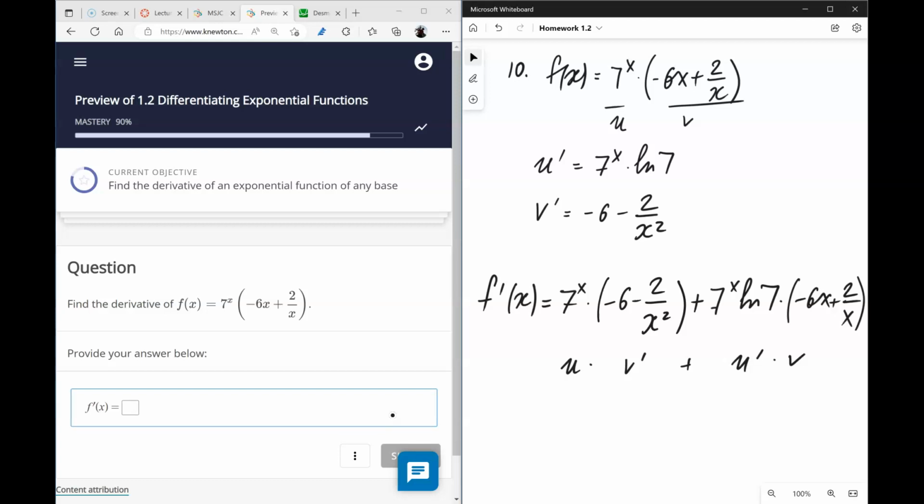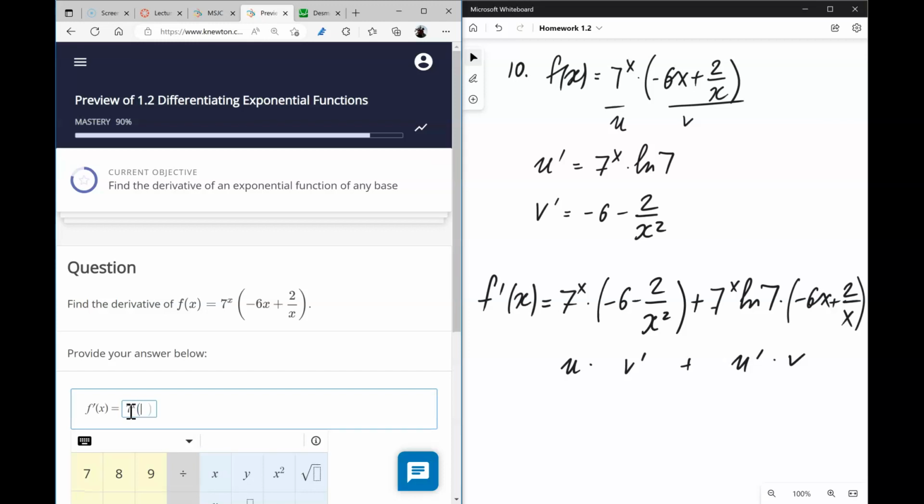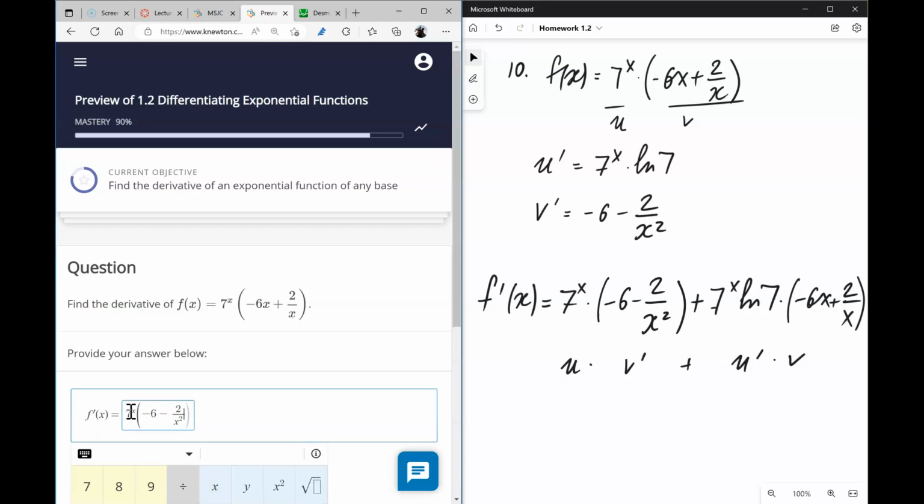And here it looks like we can factor out and simplify, but I don't think it's going to simplify anything. So I'll just take out 7 to the power x, but I'll keep the rest in parentheses. Negative 6 minus 2 over x squared plus ln 7 times negative 6x plus 2 over x.